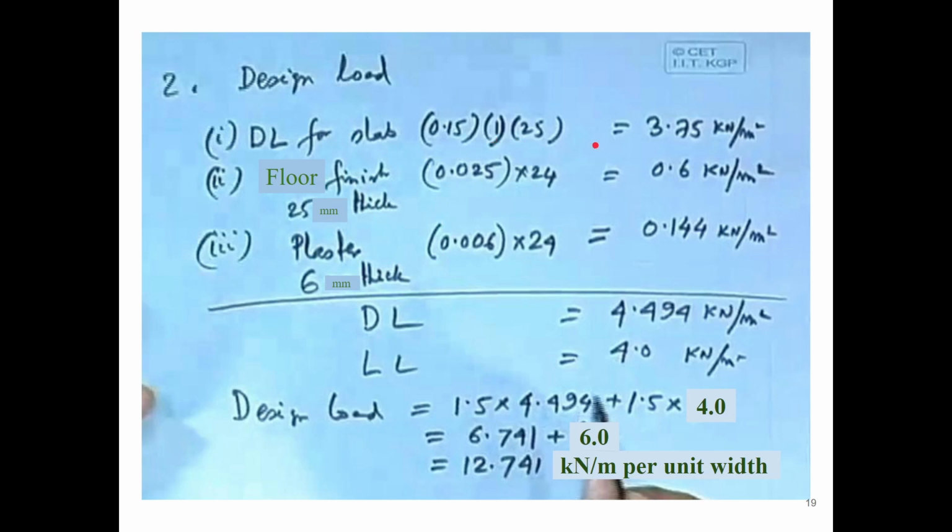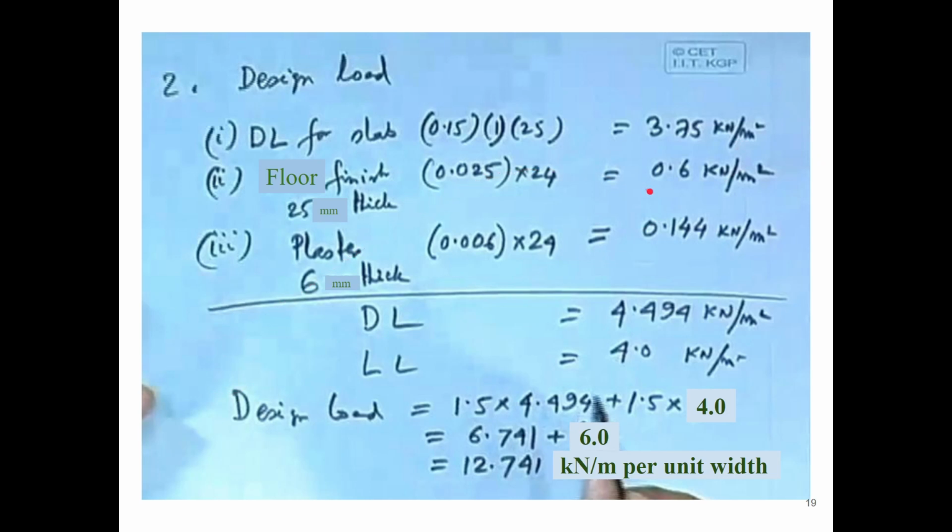So yeah, so 25 and 24 respectively. Okay, and because we have considered unit width, we multiply every value by 1. So it is 0.15 into 1 into 25, which comes to be 3.75 kilonewton per meter square. Actually it is kilonewton per meter.